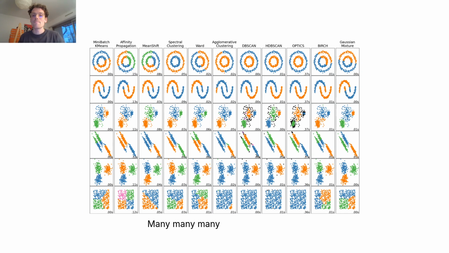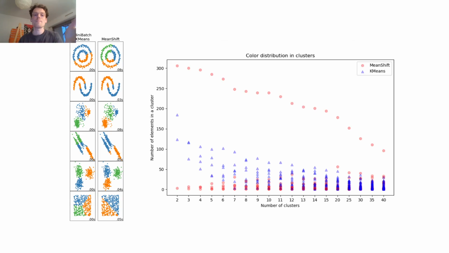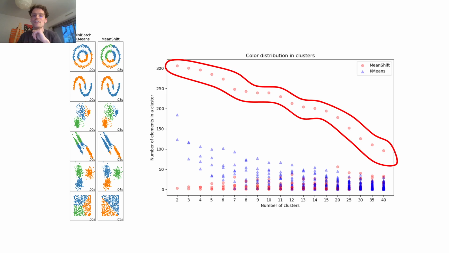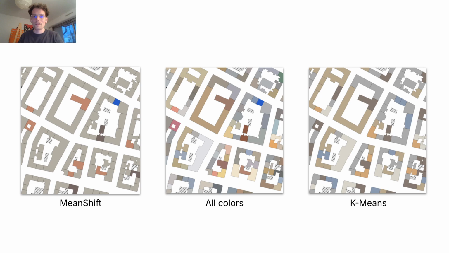But there are many different clustering methods that exist. And I compared only k-means and mean shift. So k-means in blue here tends to create groups of similar sizes, while mean shift creates one group with many colors and many groups with only few colors. And this is very interesting here because it means that the colors that are far apart from each other are actually displayed again on the map and not averaged with the rest of the colors. So in the end, I ended up picking mean shift, and here's what it looks like.